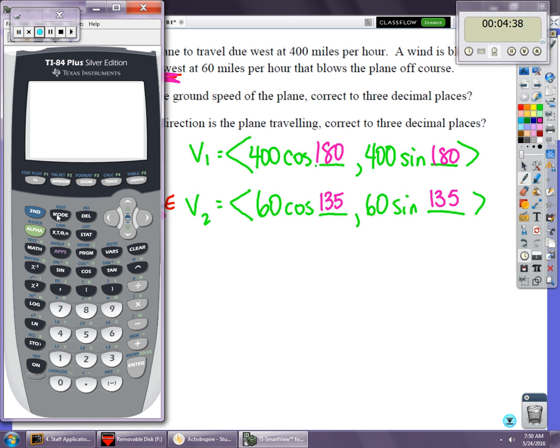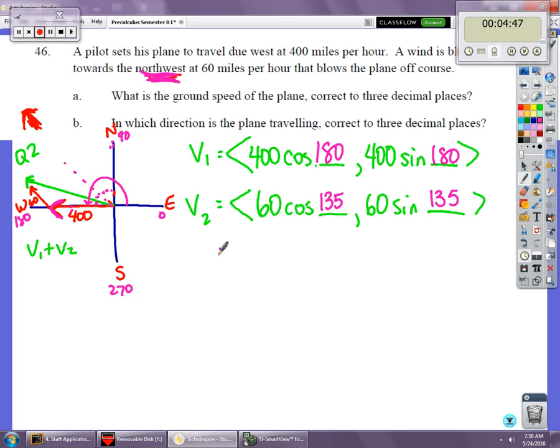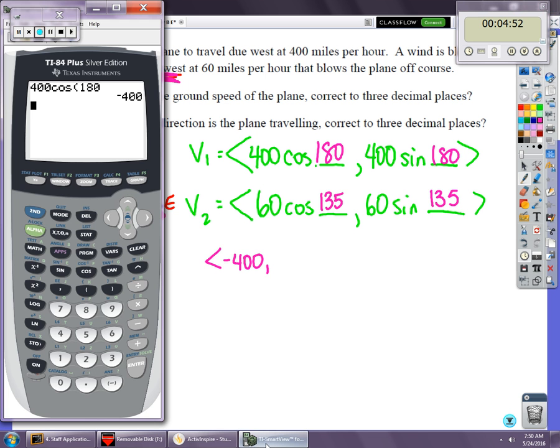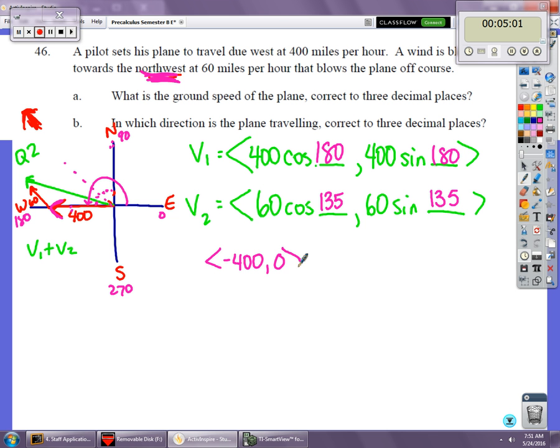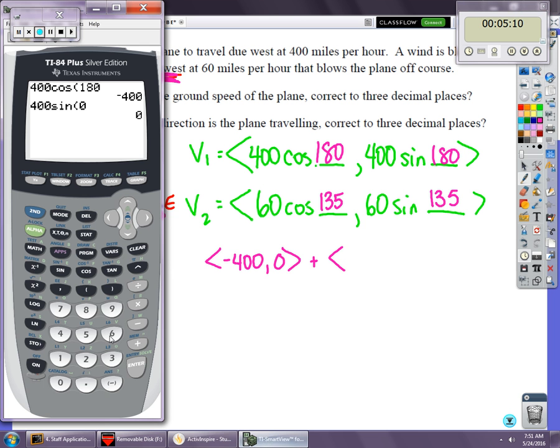All right, so I'm going to do 400 cosine of 180, and I get negative 400, which makes sense to me because it goes off to the left, and that's an x-coordinate. And then, hopefully you guys have a guess what this one's going to be. This one's going to tell me the y-coordinate, or the height, which was 0, right? Think about that. If I went straight west, I didn't increase horizontally at all. Plus, now we're going to do the other one, 60.